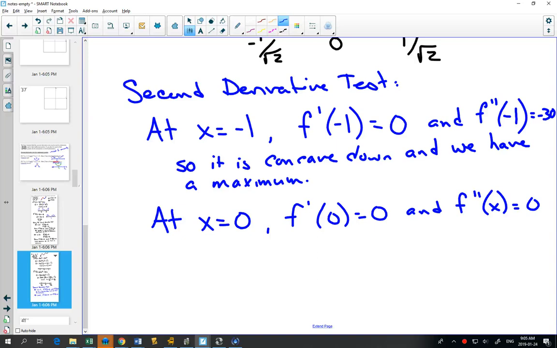It looks like it's going to be a stationary point of inflection. So we can't use the second derivative test to say anything about 0, because the second derivative test is only helpful if the second derivative is positive or negative.